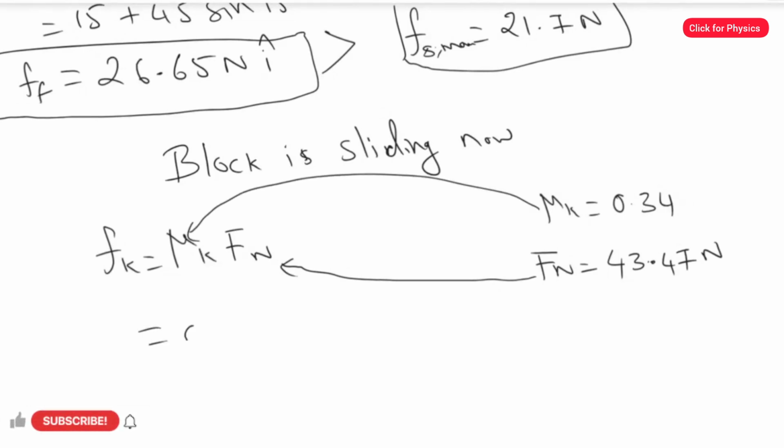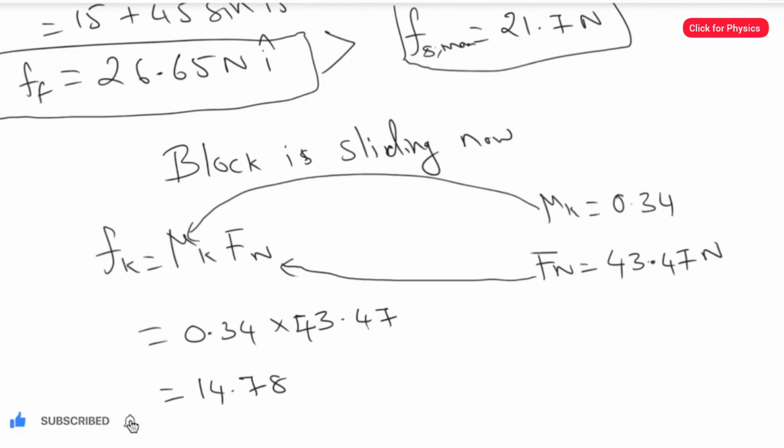So let's see what's the answer. 0.34 multiplied by 43.47. Let's see what answer I got. I got the answer as 14.78 Newton, and we have to give the answer in unit vector notation, which is Fk.